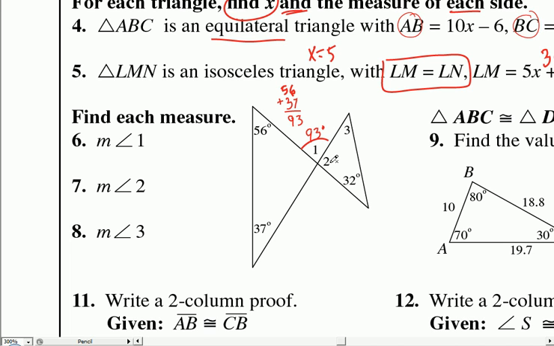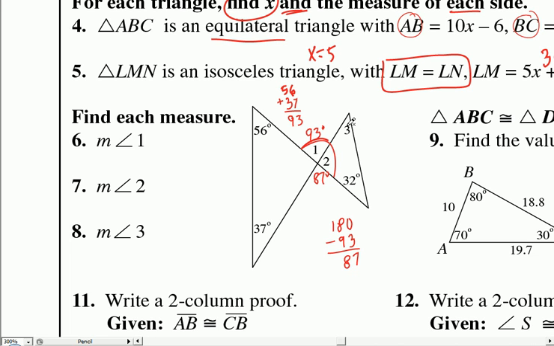You can get angle 2 pretty easy too. If this is 93, look, this whole thing makes a straight line, doesn't it? So that's 180. So it's 180 minus 93. That's 87. So angle 2 is 87 degrees. Everybody with me? Now you've got to find angle 3.